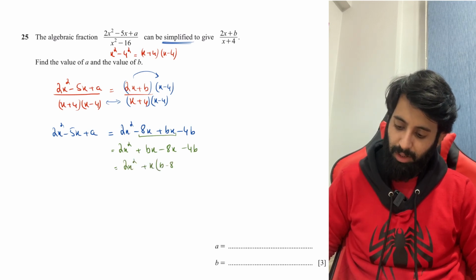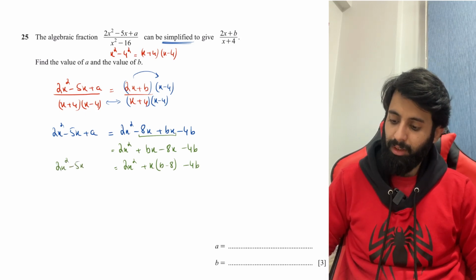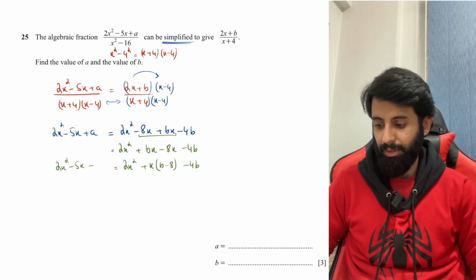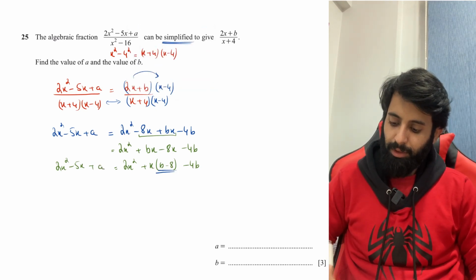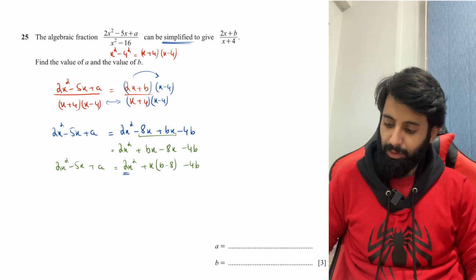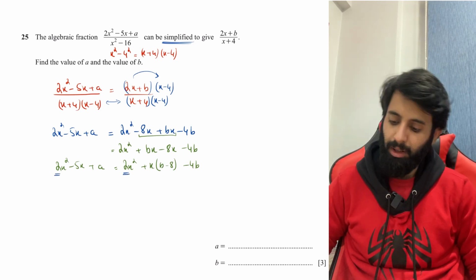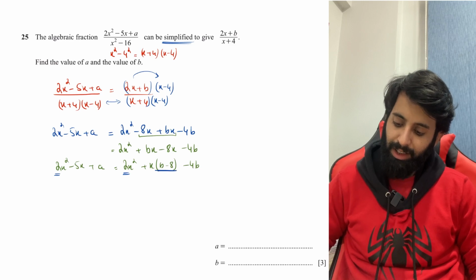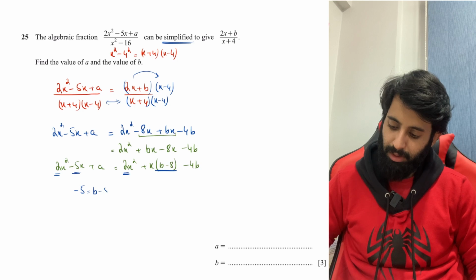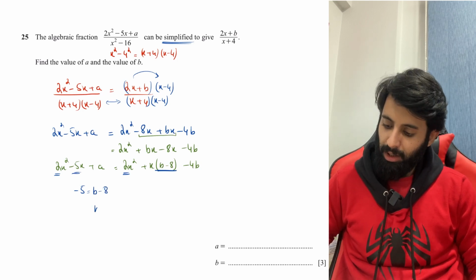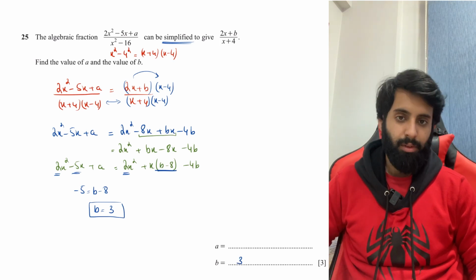So I have (b minus 8) x and then minus 4b, and then I will compare it with the left hand side. What's the coefficient of x squared? In fact, let's start with x squared. The coefficient of x squared on the right hand side is 2, and so it is on the left hand side, so really not going to help me. The coefficient of x on the right hand side is b minus 8, and on the left hand side is minus 5. So minus 5 equals b minus 8, which I can now use to find the value of b, and b is equal to positive 3.